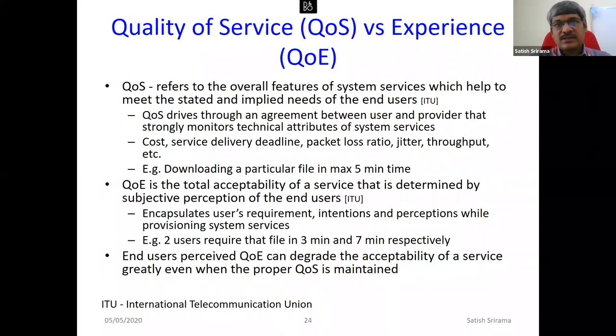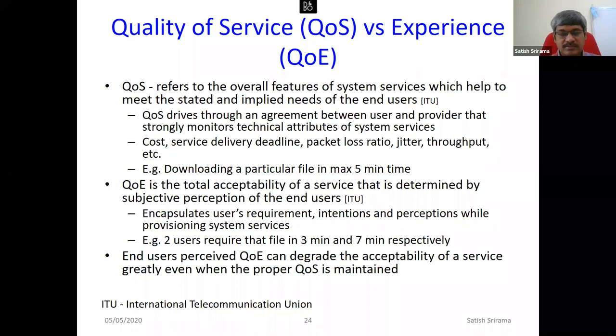Not just quality of service, quality of experience is also very interesting. So these are a lot of things we should be looking at. A lot of research challenges are coming, and people are really trying to address these things. Quality of service refers to the overall features, whether the system will support whatever it has to support. A QoS example can be an agreement stating that if you want to download a file, the file has to be downloaded within 5 minutes.